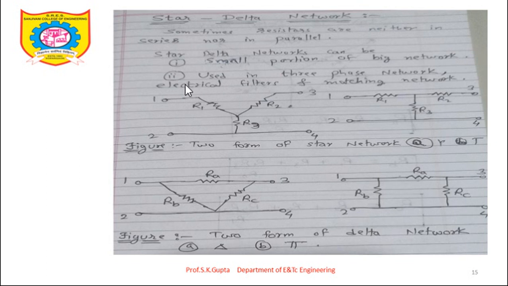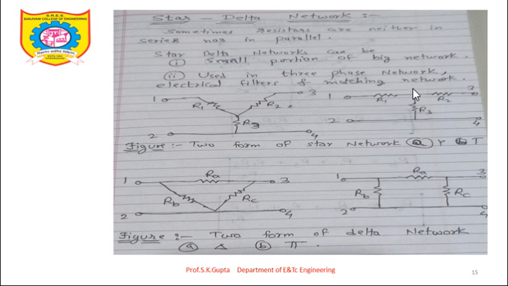Then second point, these are used in the three-phase network, electrical filters and matching networks. So you might have already heard of three-phase network. There we use the star delta type of connections. Now there are two forms of star network. One shape is similar to your Y shape and the other shape is similar to your T shape.